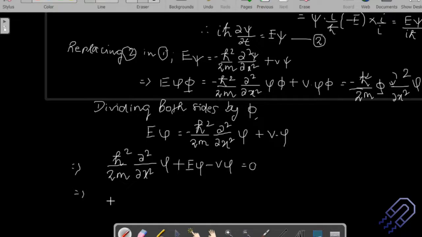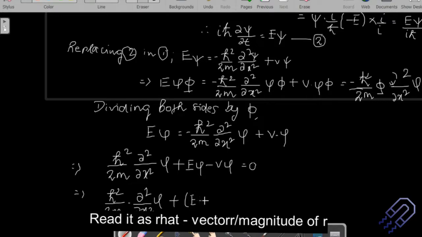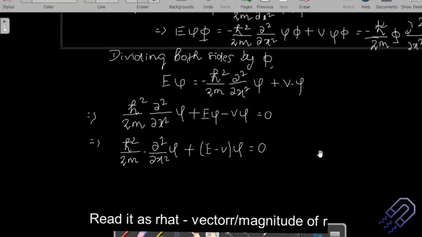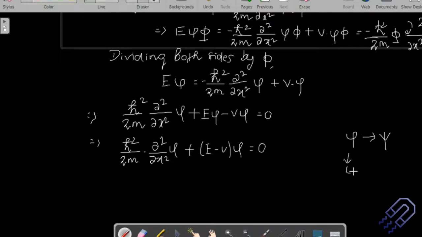Almost done. One final step. H cross square divided by 2m into del square del x square into psi, plus we can take E minus V common, and we will have psi outside is equal to 0. Now if you look into different books, this psi may have been written like this or like this. But the main point is this is a function of only position.